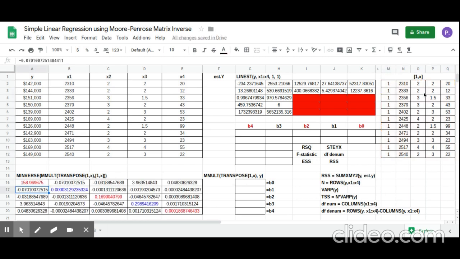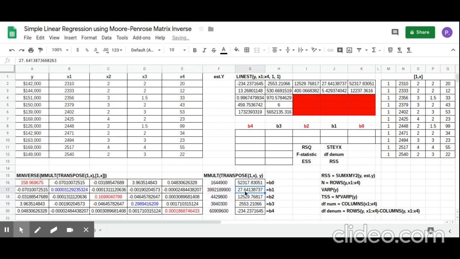Next, we multiply the transpose of this matrix by the dependent variables, the y values. So we have MMULT, transpose of the 1x matrix, and the y values. Now that we have 2 matrices, the inverse and the transpose, we can multiply them to produce the coefficients. So we have MMULT, this matrix, and this matrix.